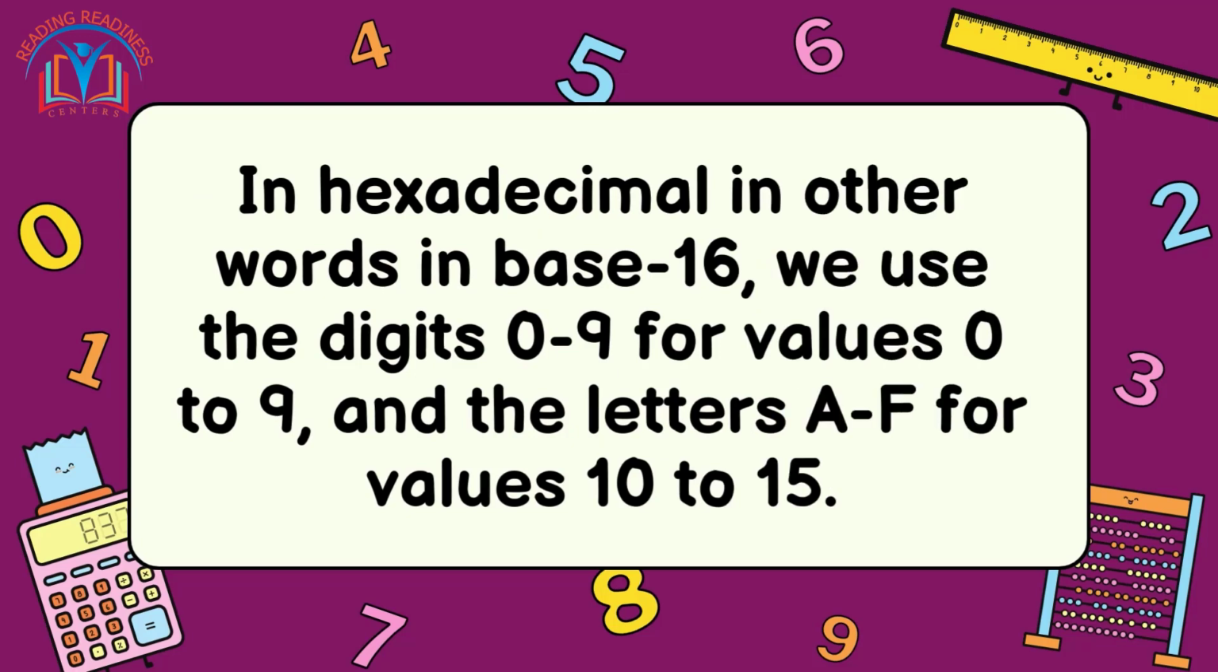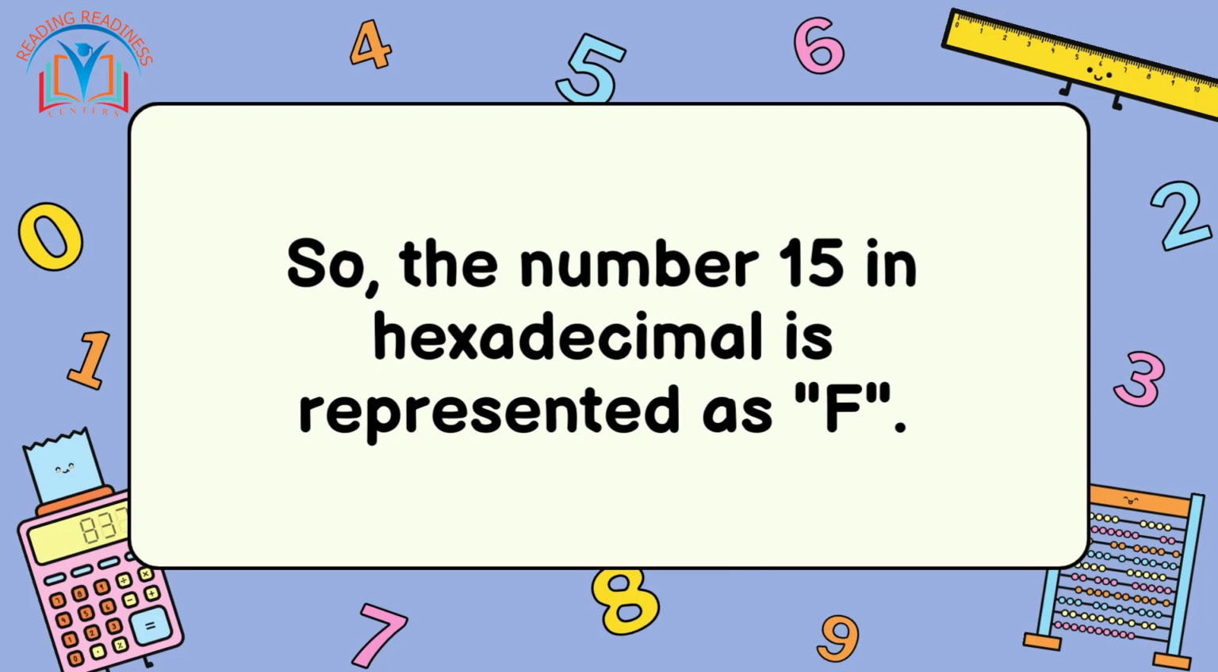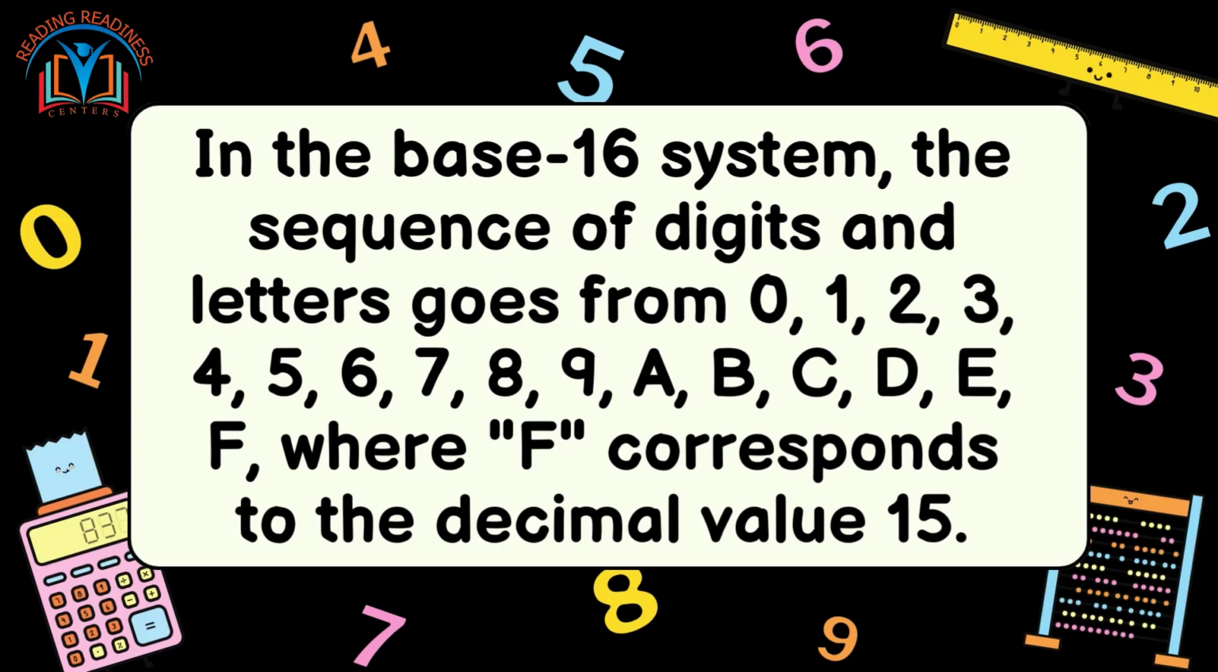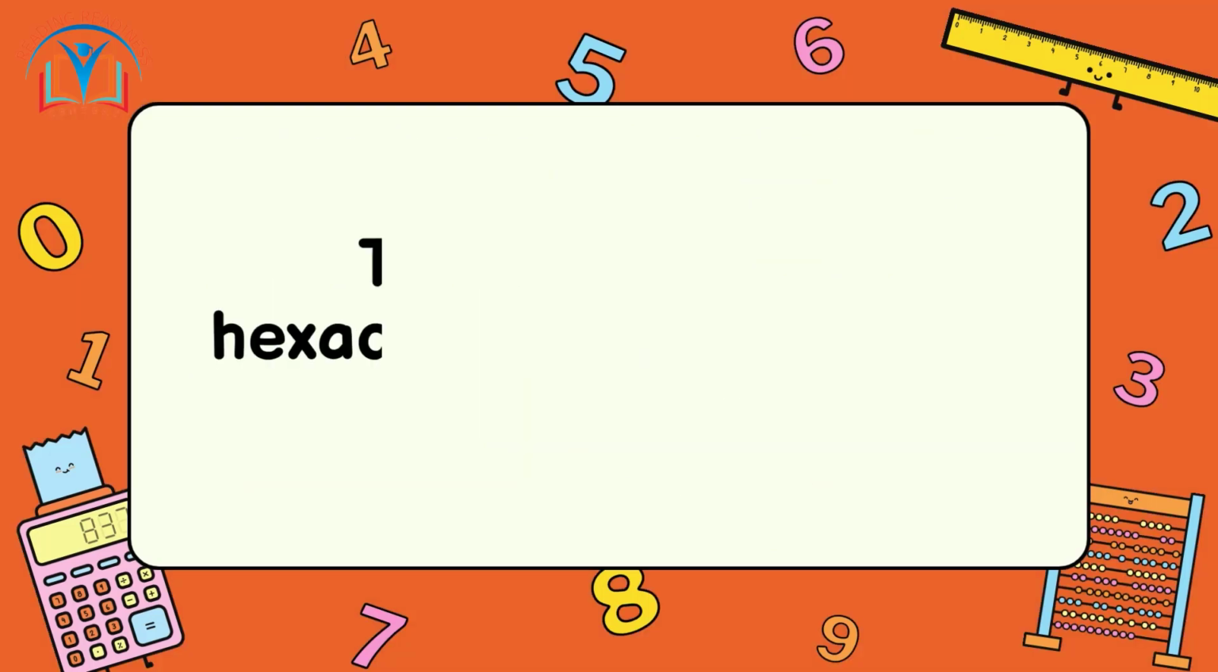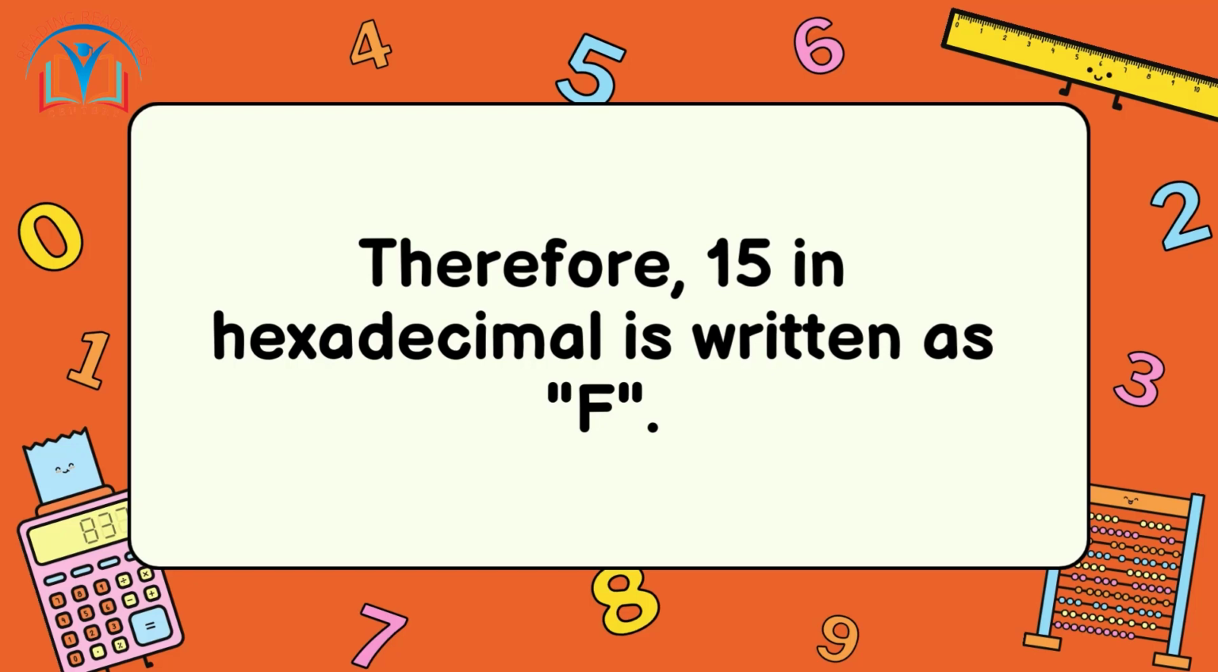In hexadecimal, in other words in base 16, we use the digits 0 to 9 for values 0 to 9, and the letters A-F for values 10 to 15. So, the number 15 in hexadecimal is represented as F. In the base 16 system, the sequence of digits and letters goes from 0, 1, 2, 3, 4, 5, 6, 7, 8, 9, A, B, C, D, E, F, where F corresponds to the decimal value 15. Therefore, 15 in hexadecimal is written as F.